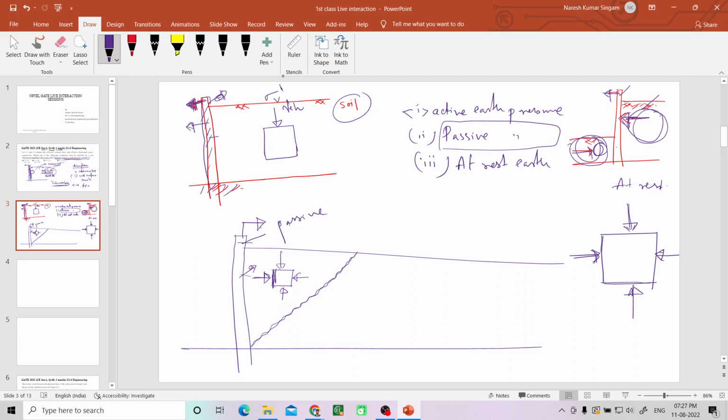Now this pressure which is coming horizontally is called sigma h dash, and this is called sigma v dash. So which one is more, whether sigma h dash is more or sigma v dash is more, when it is reaching failure? That is what we are studying right now. For that, you need to understand the concept of the Mohr circle first.